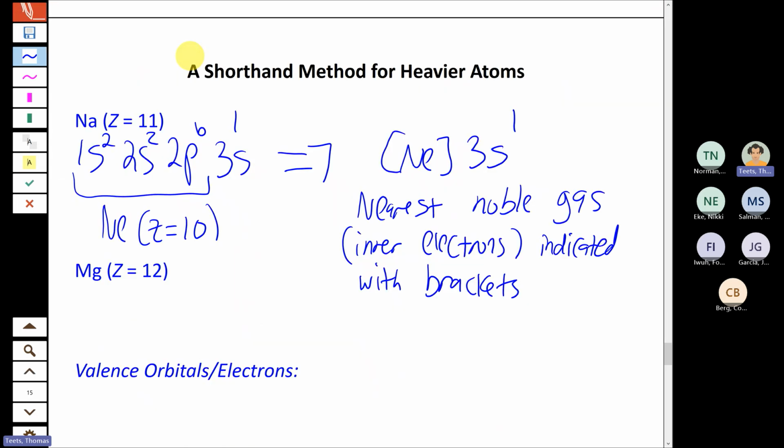So for magnesium, it's very similar, but if we don't want to write the whole thing out, we should just indicate the first 10 electrons belong to the neon configuration, the last noble gas before it. And now it's 3s2. There are 2 electrons in the 3s subshell, or that one 3s orbital.